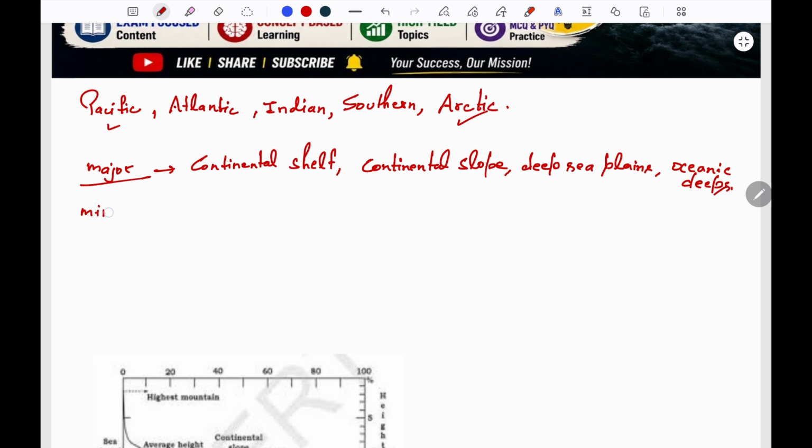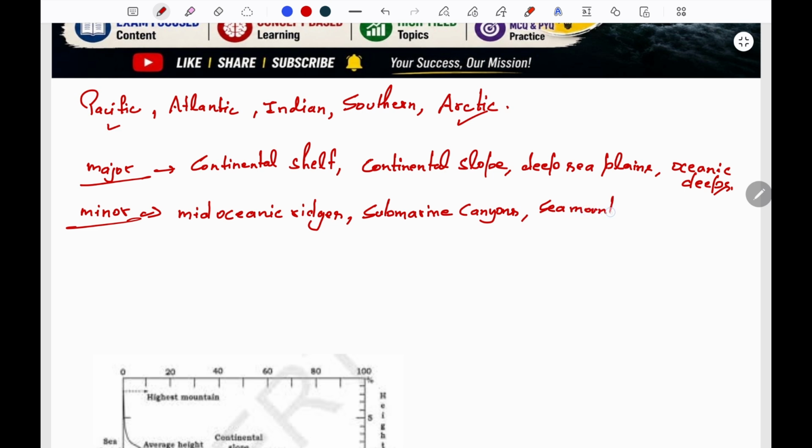And minor relief features are mid-oceanic ridges, submarine canyons, seamounts, atoll, bayous.